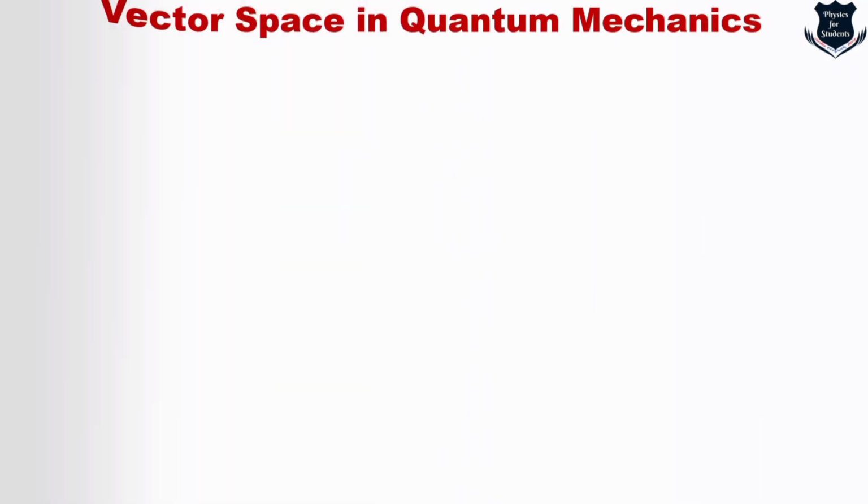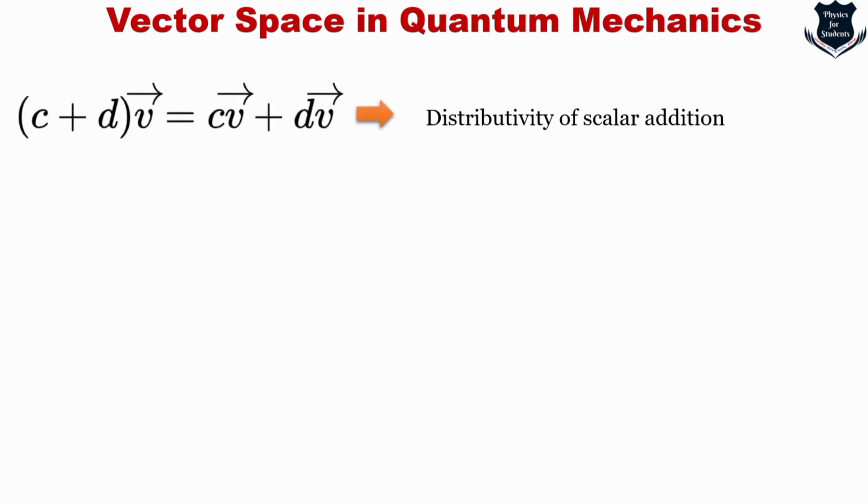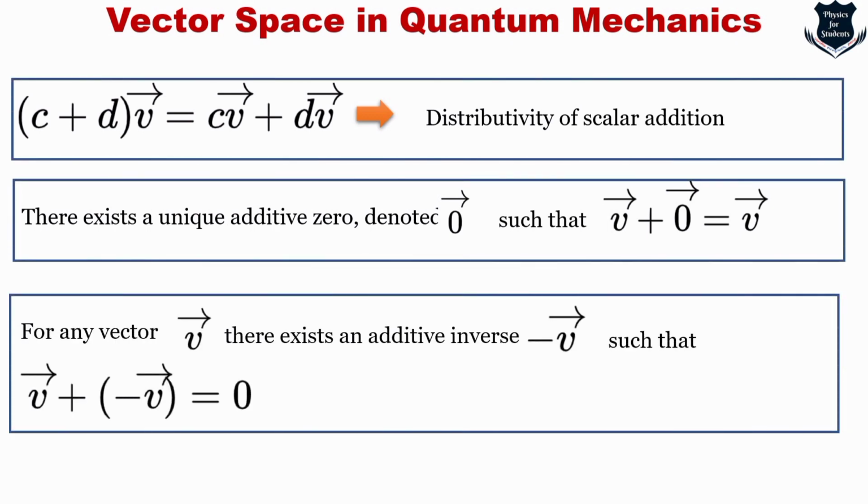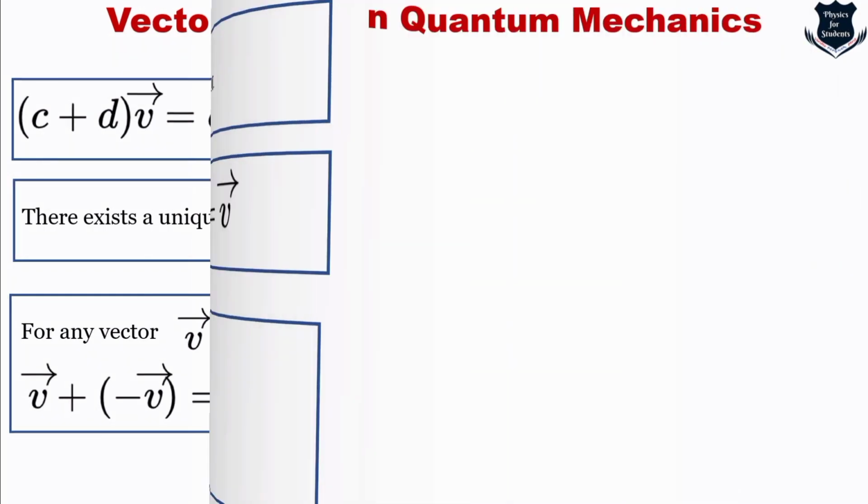Right. So we turn the page and we come to this, the distributivity of scalar addition, which is this one. And there exists an additive zero, denoted as 0, such that v plus 0 equals v, and for any vector there exists an additive inverse, that is v plus minus v would be equal to 0.